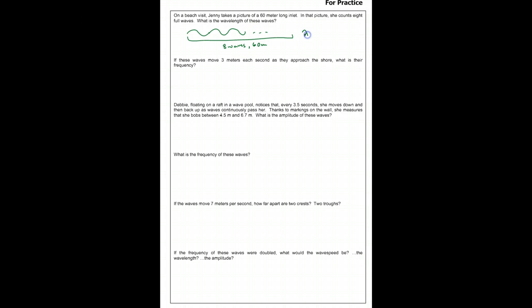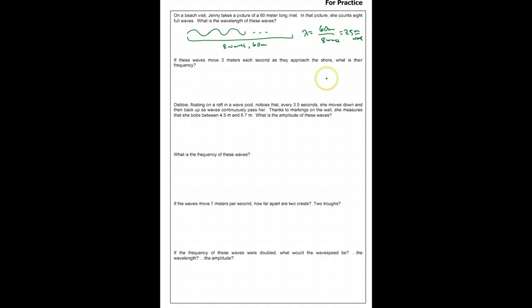So we're looking for the length of one wave. So 60 meters per 8 waves will give us the length of one wave. We have 7.5 meters per wave. That would be the length of one.